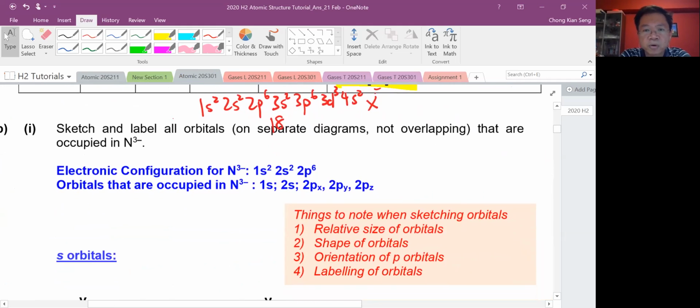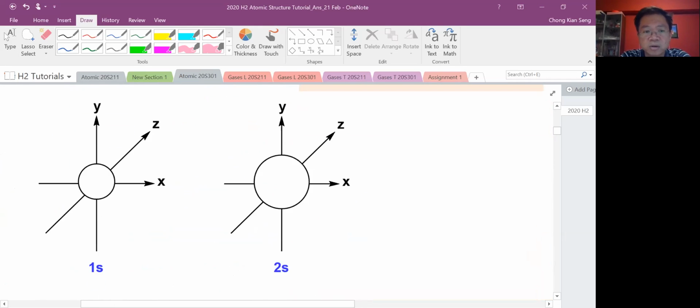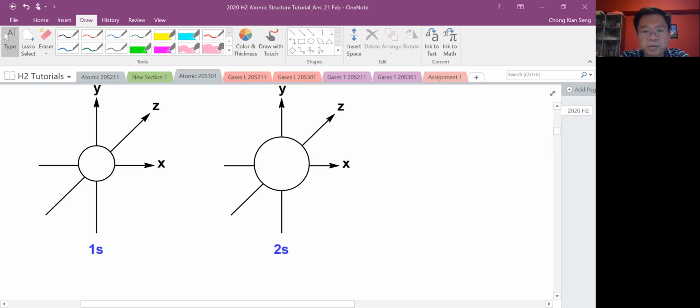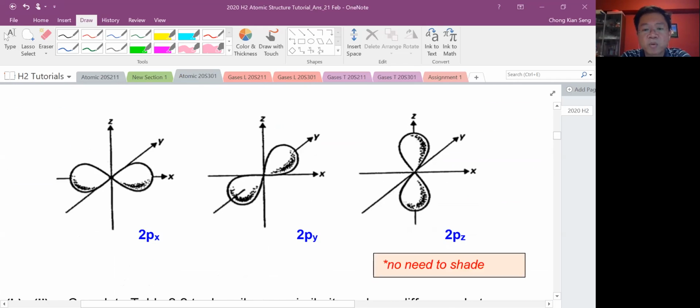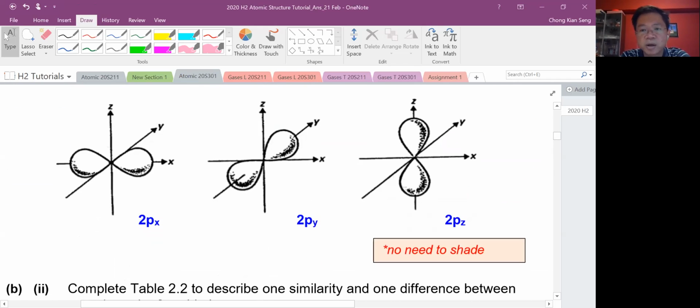Okay, drawing of orbitals. This question wants you to draw all orbitals. So N3- has the 1s, 2s, 2px, 2py, 2pz orbitals all occupied. So I'm drawing them one by one. So px, py, and pz.